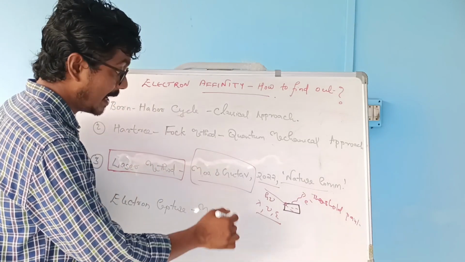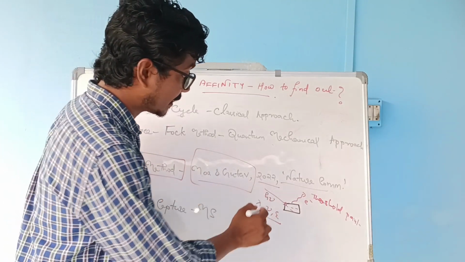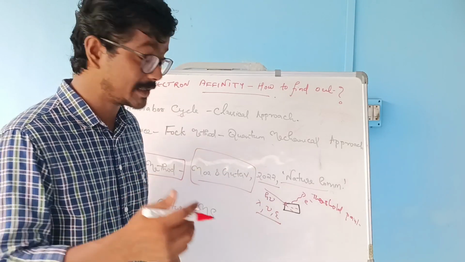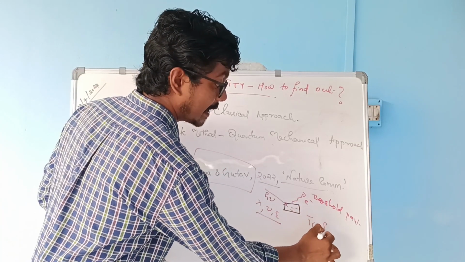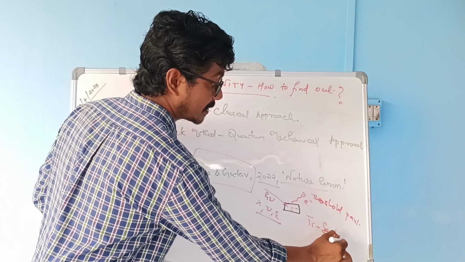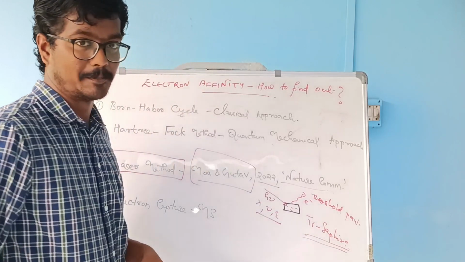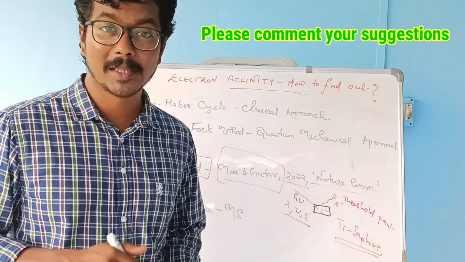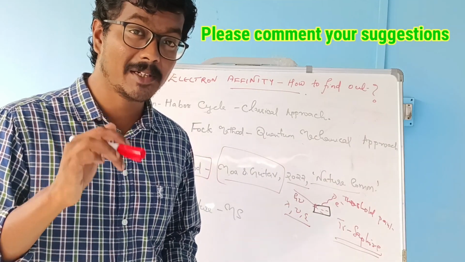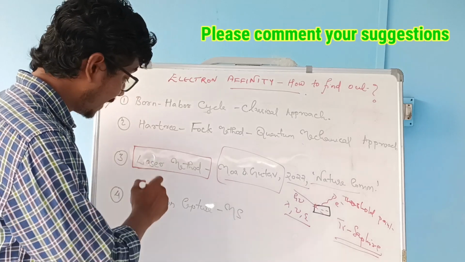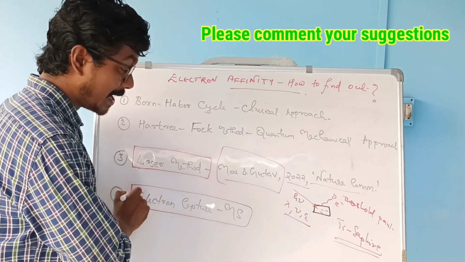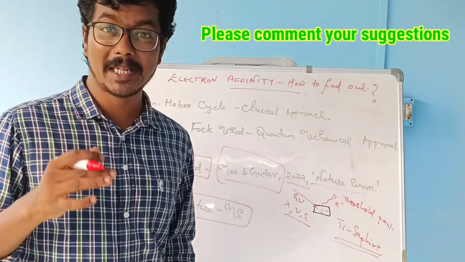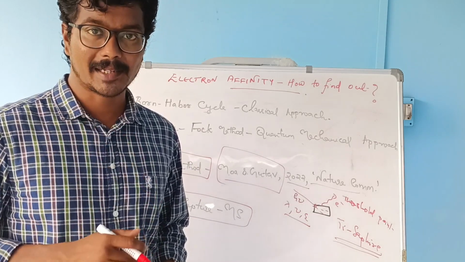That's very important. And the laser beam which is used for bombarding the sample is the titanium sapphire laser beam. This is one of the important methods. The last and fourth method used for the determination of electron affinity value is electron capture mass spectrometry. Mass spectrometry is a very familiar method for chemical analysis.